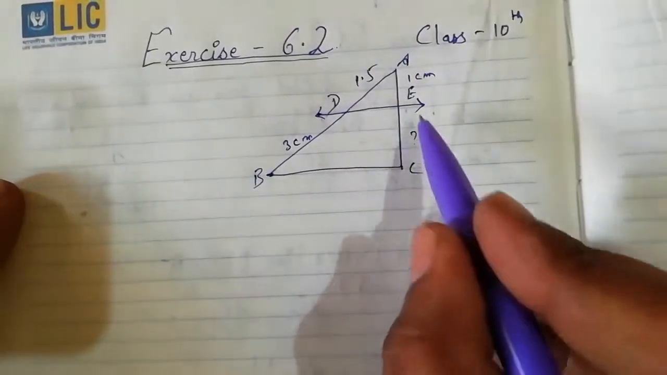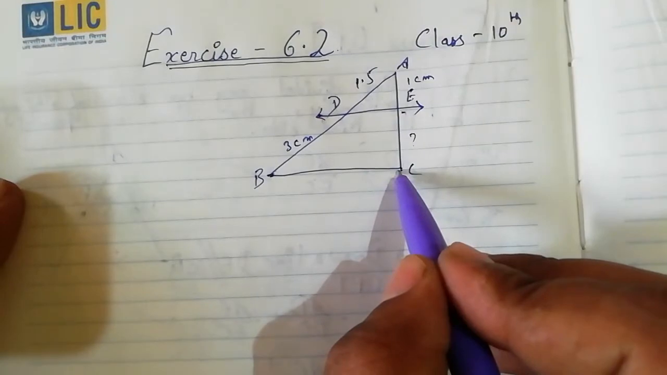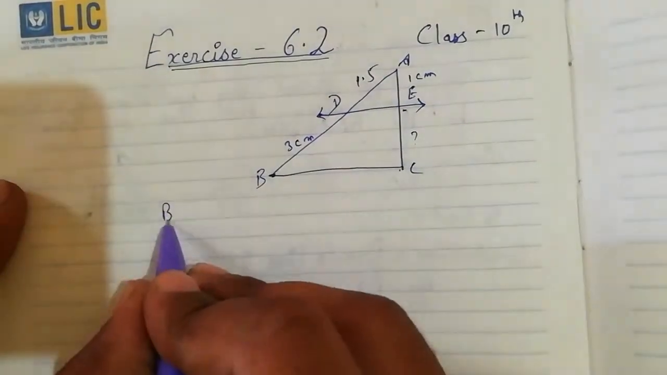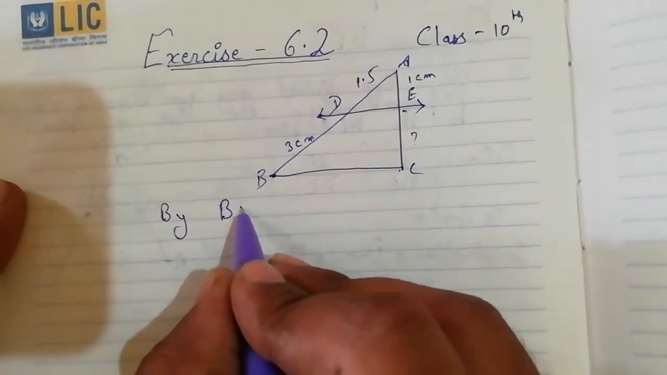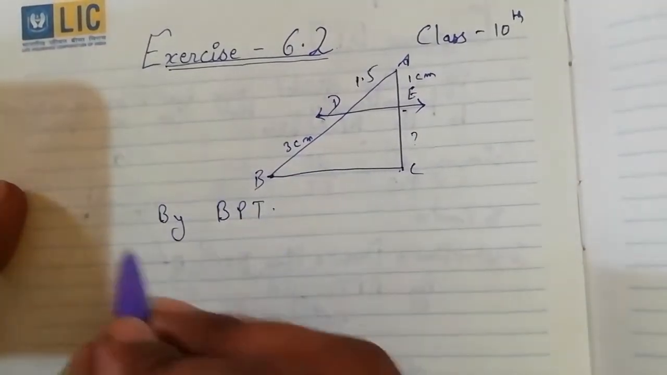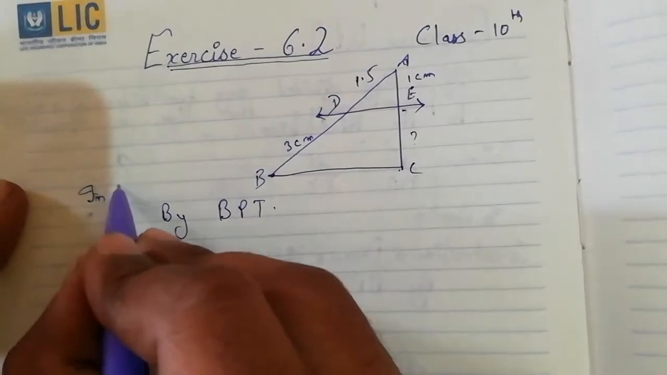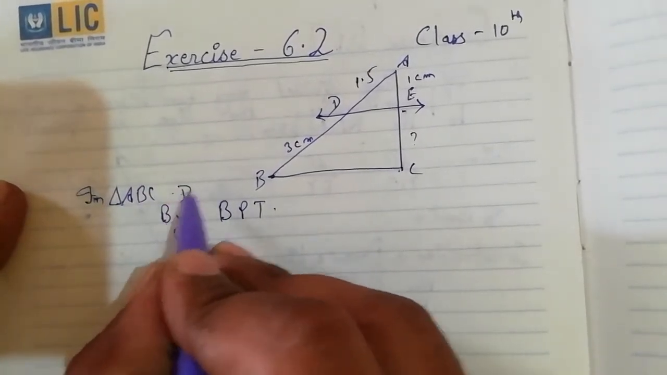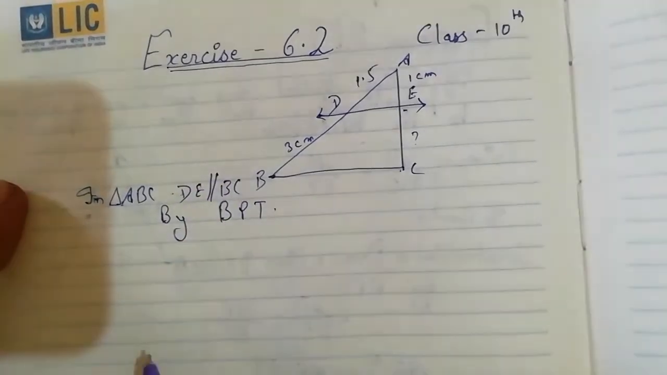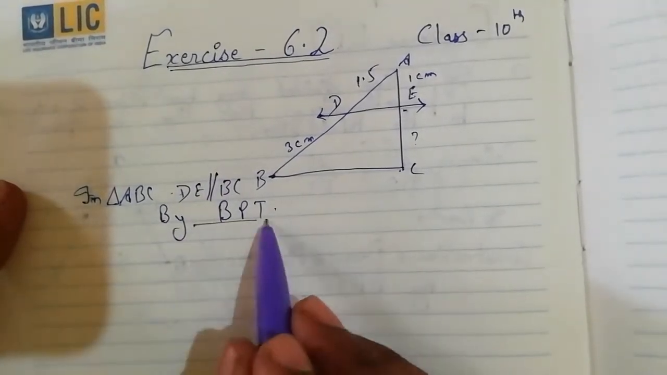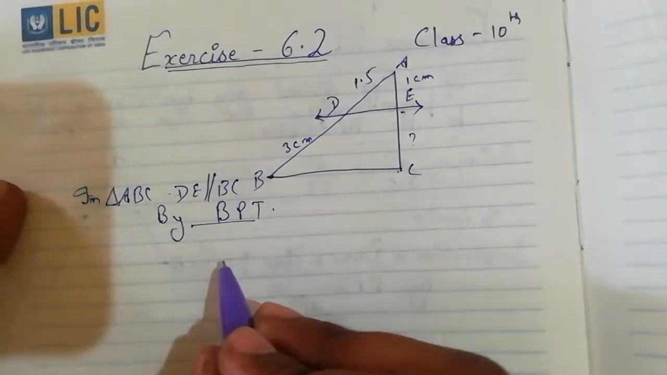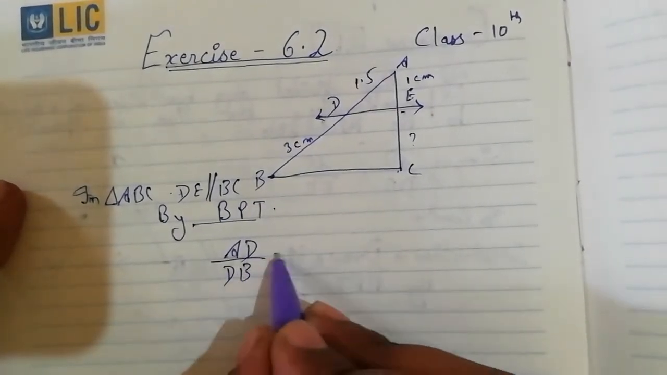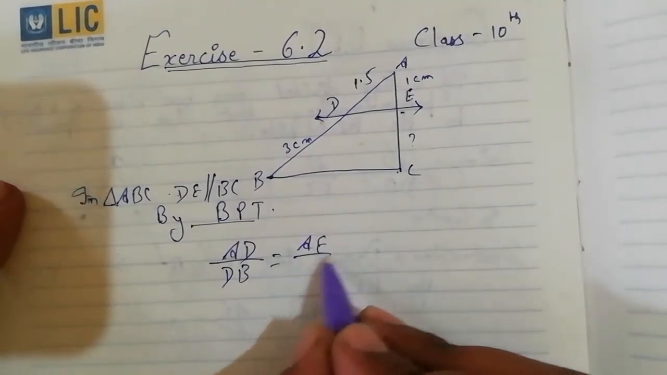In this question we have to find the side EC. For that we will write, by B.P.T, by Basic Proportionality Theorem, and before that just write: in triangle ABC, DE is parallel to BC. Then only we can apply B.P.T, the Basic Proportionality Theorem. So by this, what is the conclusion that we have? AD upon DB equals AE upon EC.